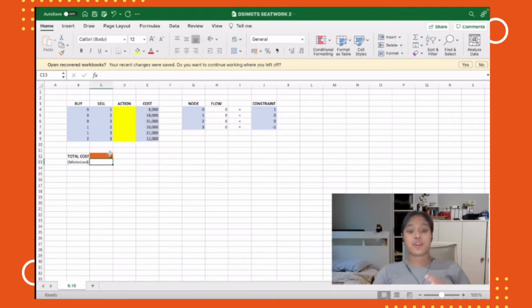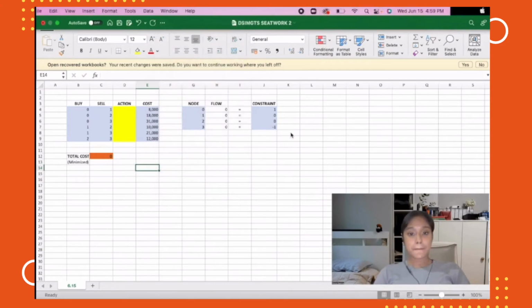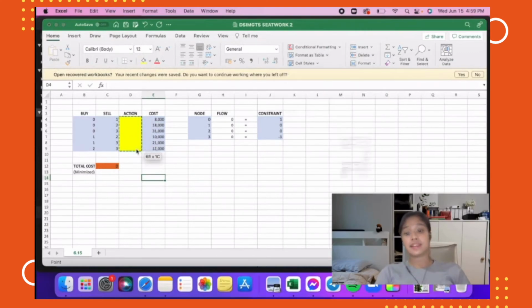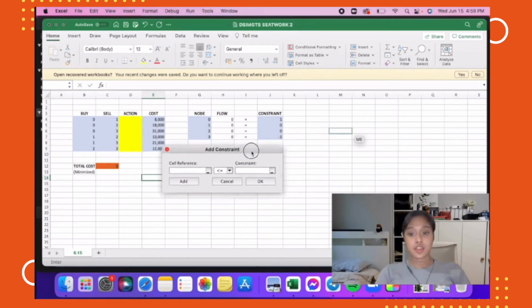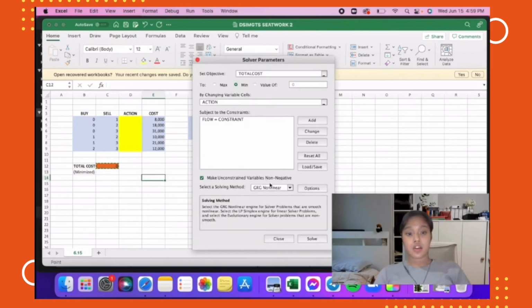That is it for the data found in our spreadsheet model. Going to our Solver. So our set objective is to minimize the total cost. Our changing variable cells are the ones highlighted in yellow, our action. Then we only have one constraint, and that is to have the flow equal to the constraint. We make sure that this is in Simplex LP and check this one on non-negative, and then click on solve.